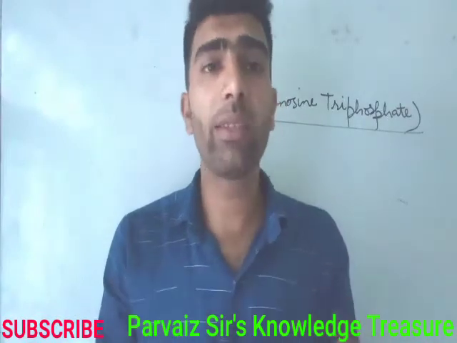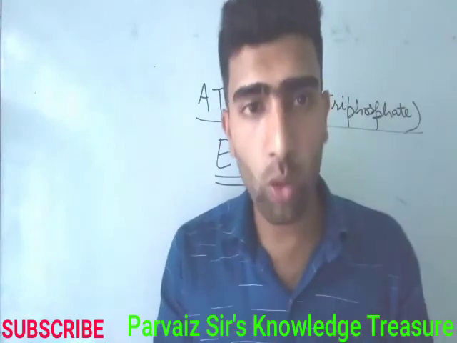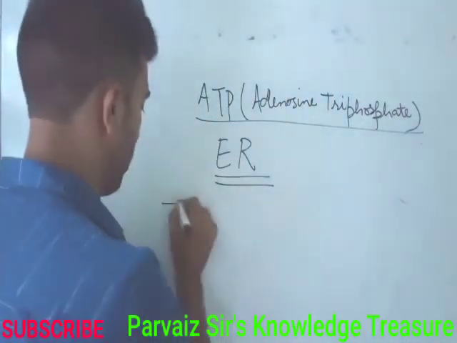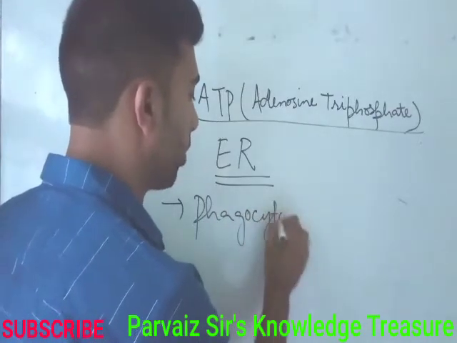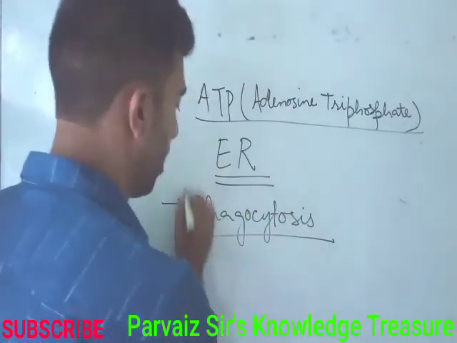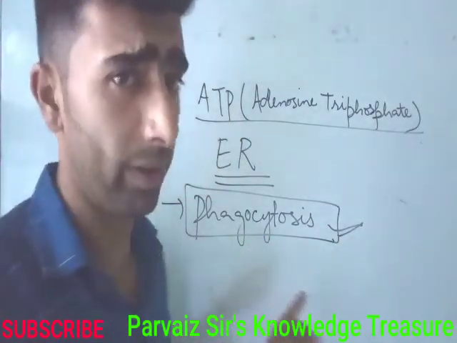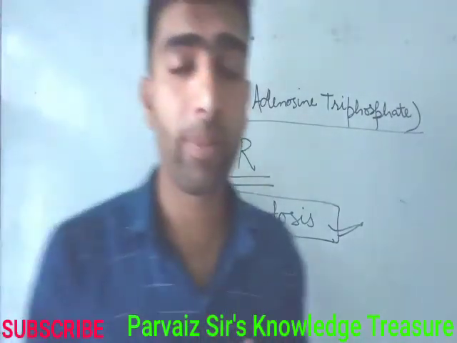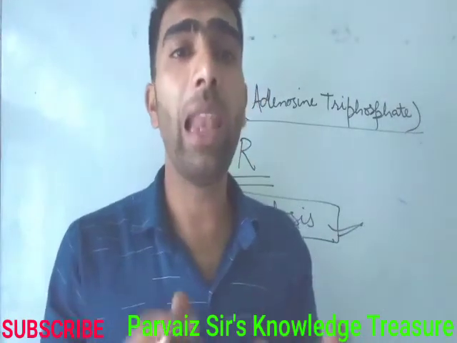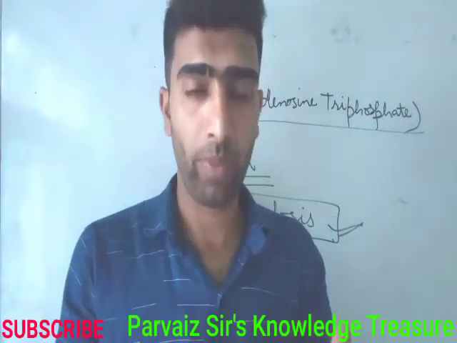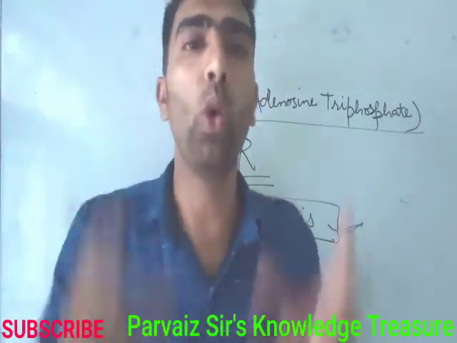Amoeba obtains its food by a process known as phagocytosis. Amoeba obtains its food by the process of phagocytosis. In this process, Amoeba obtains its food with the help of pseudopodia. Pseudopodia, in case of amoeba, is also a locomotory organ.